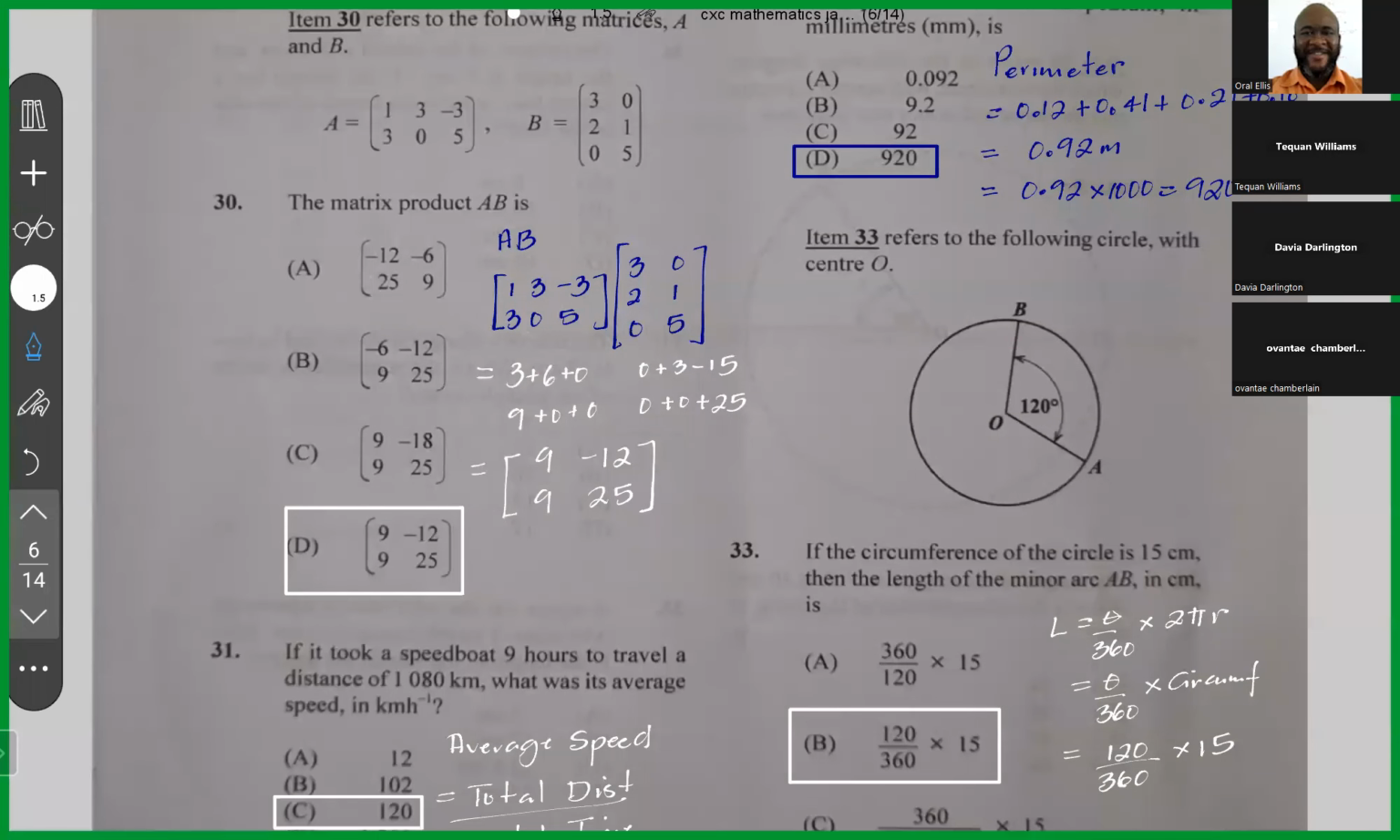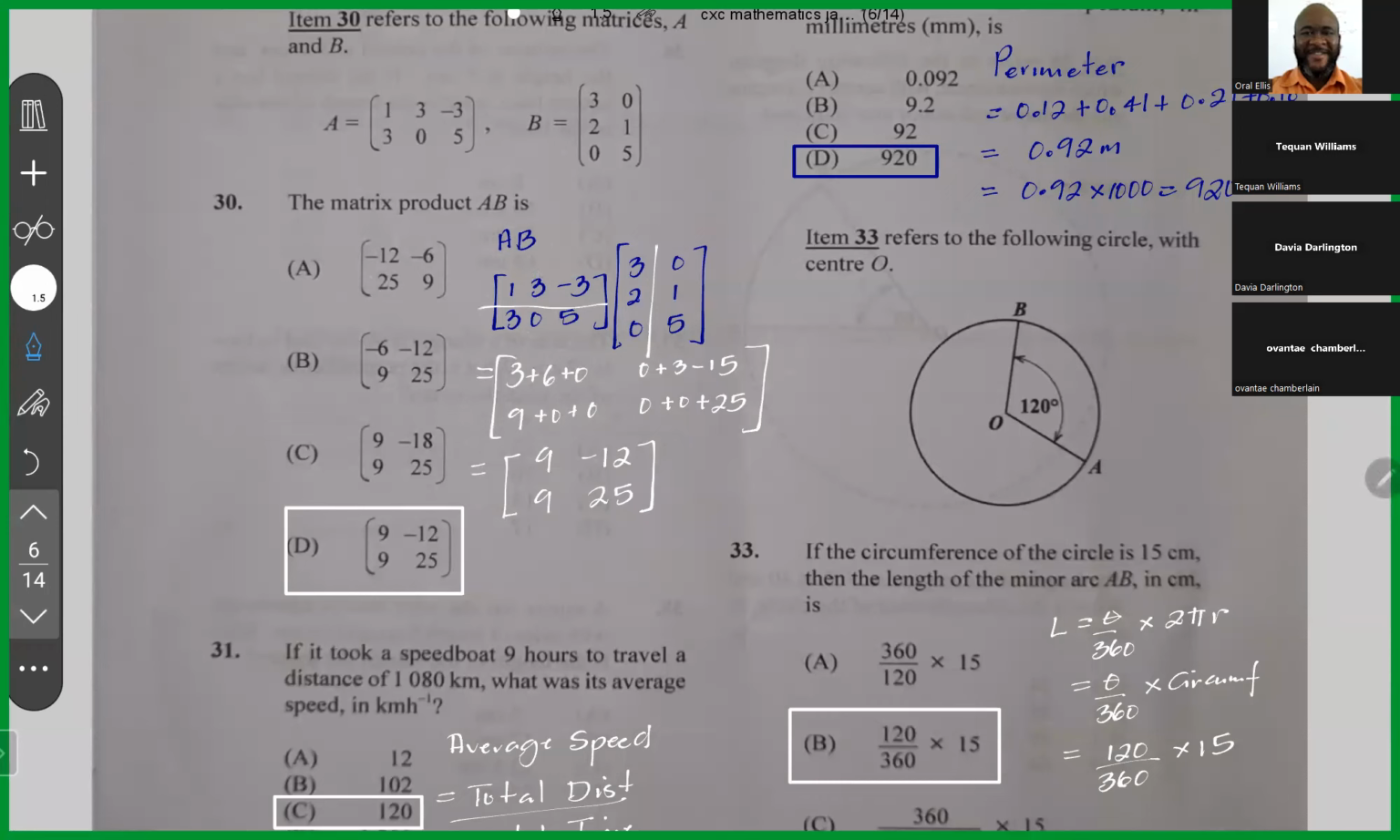30 is asking us to multiply two matrices. So we're going to multiply two matrices. Now, when you're multiplying two matrices, you multiply the rows in the first matrix by the columns in the second matrix. When you're multiplying a row by a column, you multiply what?